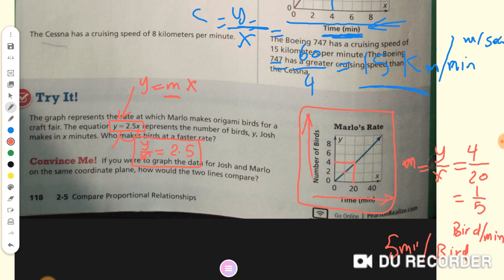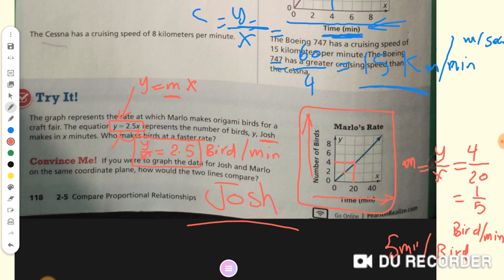What about this one? This one tells me that the constant y equals 2 over 5 birds per minute, so it's more. Per 1 minute, Jewish can make 2.5 birds, but Marloes can only make 1 over 5. So which one is faster?